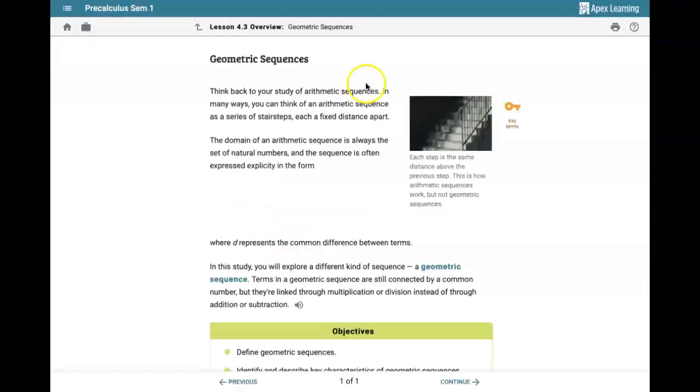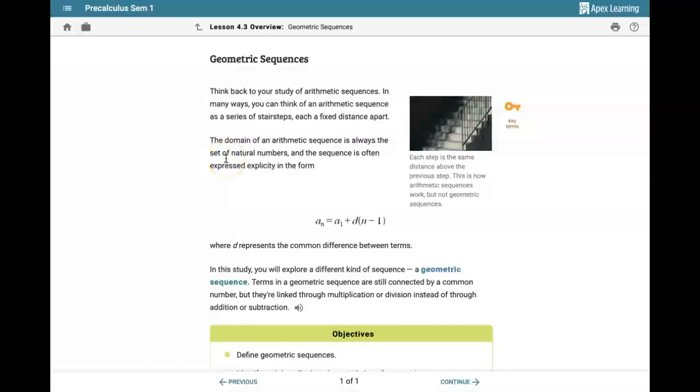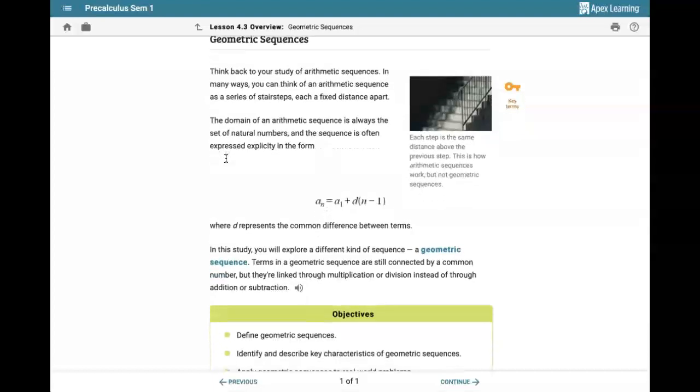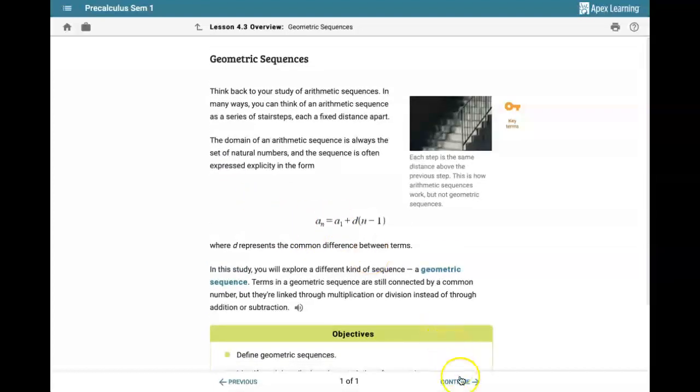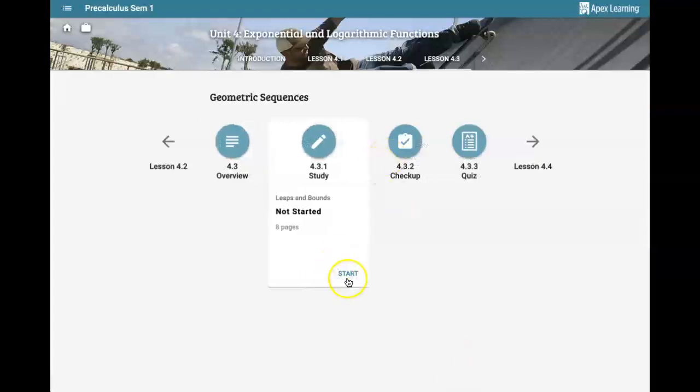If we look at the overview here, geometric sequences can be related to arithmetic sequences in a lot of ways, and we'll talk about how those compare and contrast. With arithmetic sequences, you start with a number and then add or subtract to that number, in a continuous pattern on and on. Geometric sequences are similar, but there are some slight differences. So let's get into it and figure out what those differences are.